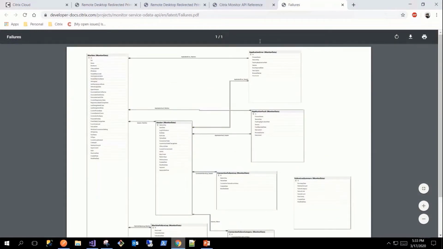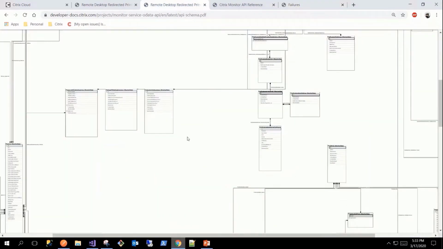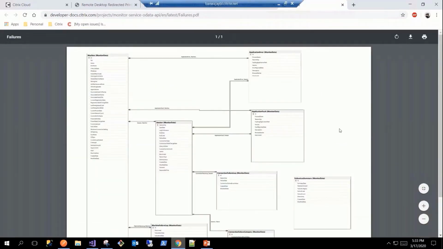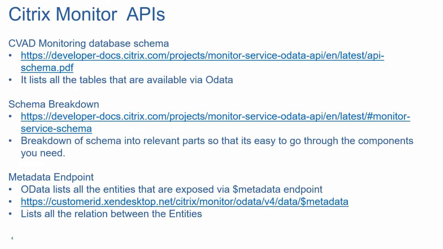If you are looking for data related to just values, you need not go through this particular diagram. You can directly come here and see, okay, these are the tables related to values, and see the columns whichever you need. And even the metadata endpoint which I showed earlier will list all the tables that are exposed entities. So moving to the next.